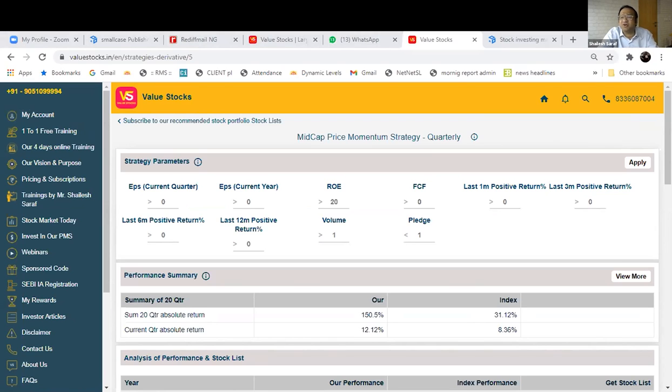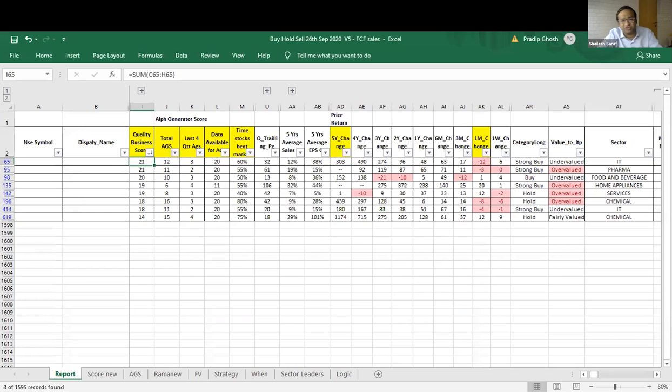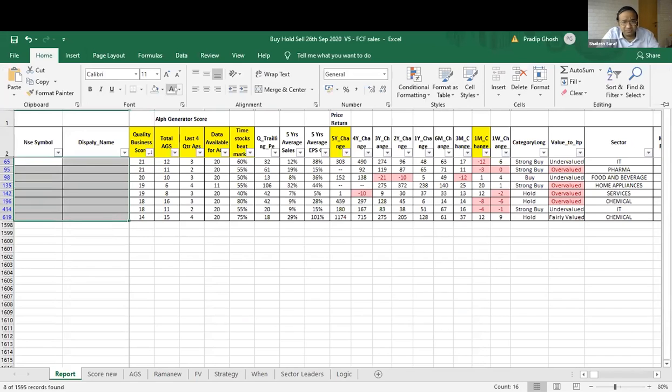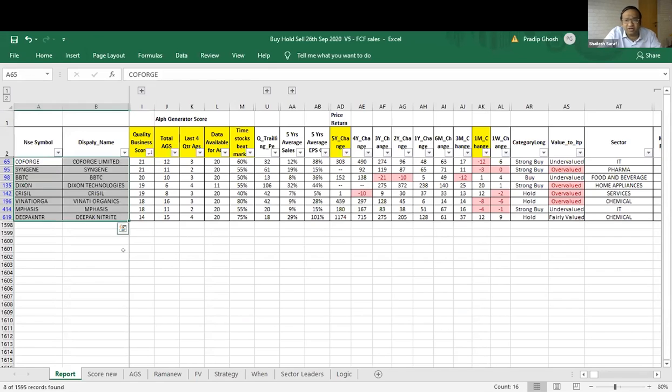Okay, so let's open the stock names. It doesn't matter because in 8 days, as it is, the stocks will change. So these were the stocks we gave in the last quarter. On 20th November, we are going to release the new stocks. So this is Coforge, Syngene, BBTC, Dixon, Crisil, Vinati Organics, Persistent, and Deepak Nitrite. So these were the stocks we had given.